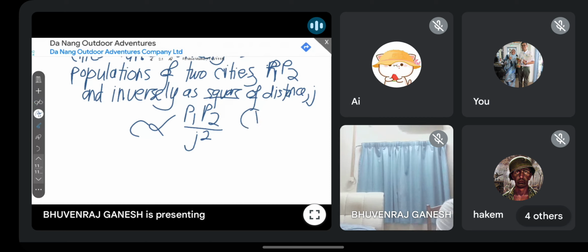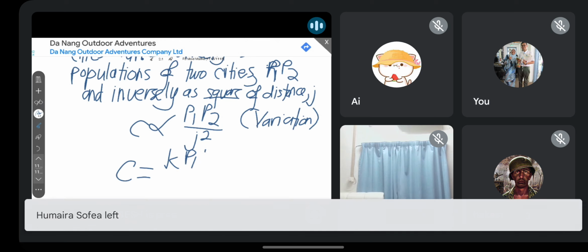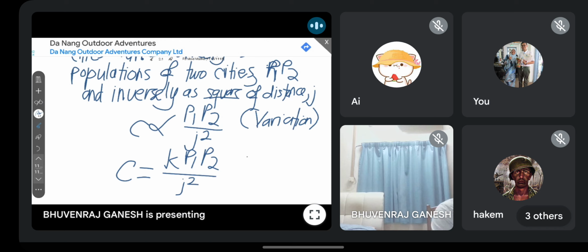So now, this is the variation. If you change to an equation, you just add a K only. Sorry, you add a K, constant. So K P1, P2 over J squared. So this is the equation. Okay, it's exactly the same process only.